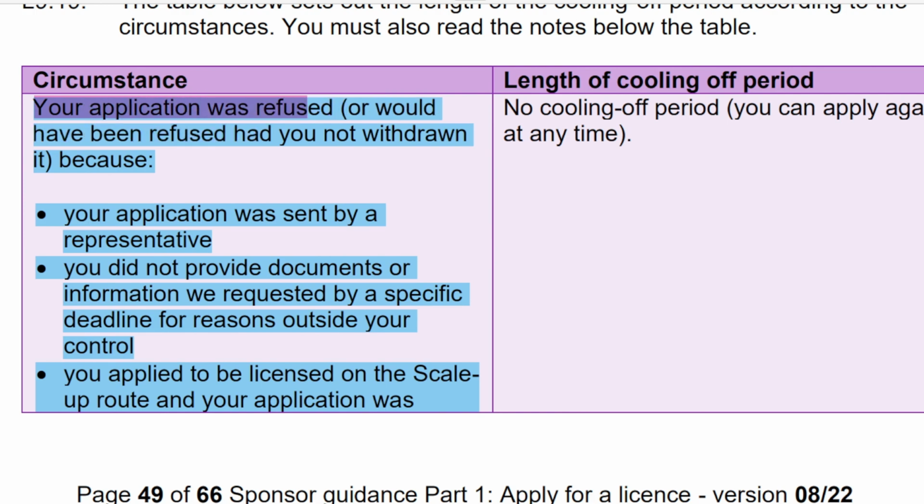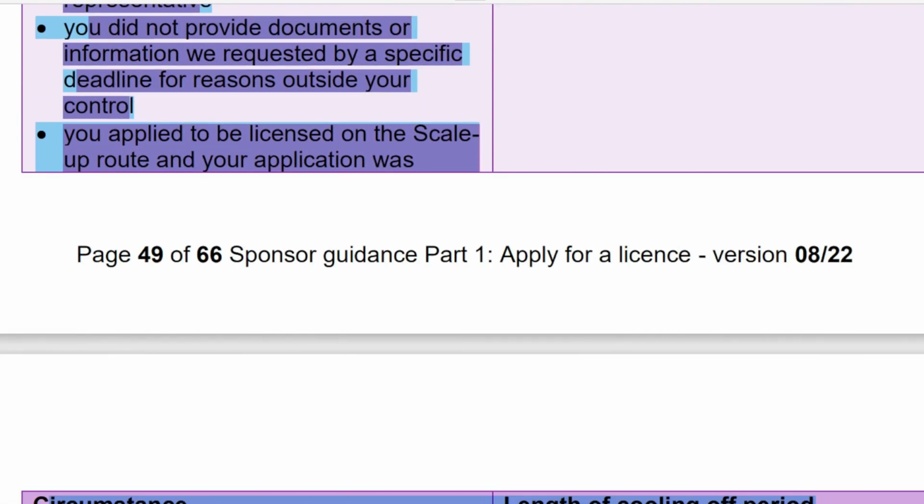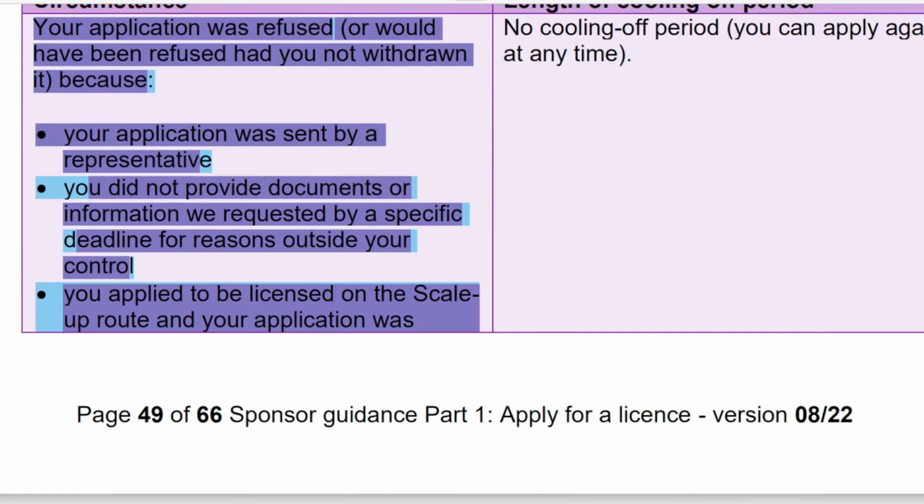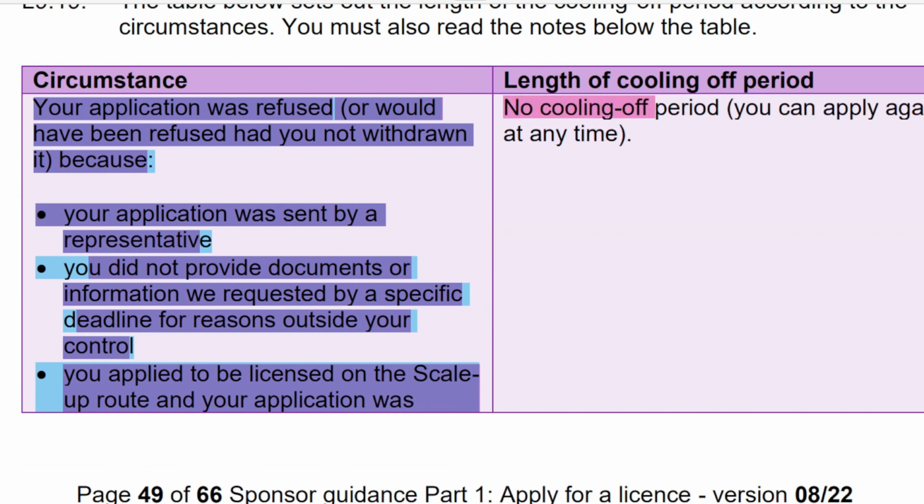Your application was refused, or would have been refused had you not withdrawn, because your application was sent by a representative; you did not provide documents or information we requested by a specific deadline for reasons outside your control; or you applied to be licensed on a scale-up route and your application was refused solely because you do not meet the definition of a qualifying scale-up sponsor. In that case, there is no cooling off period, and you can apply again at any time.